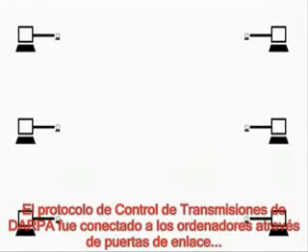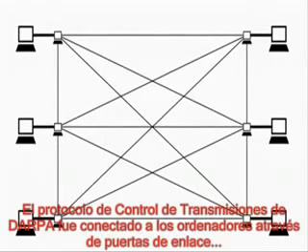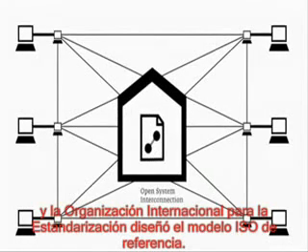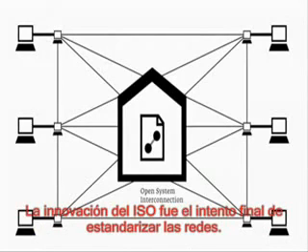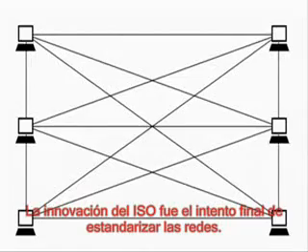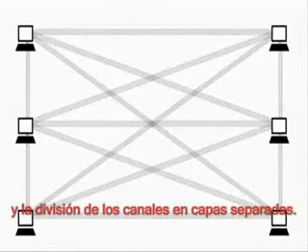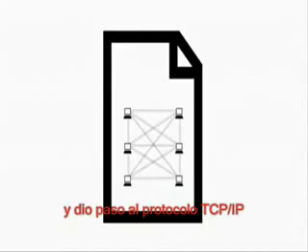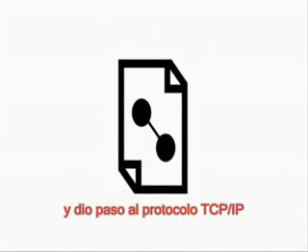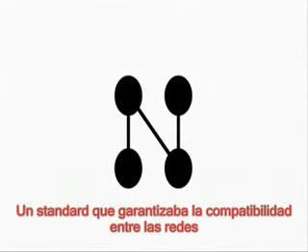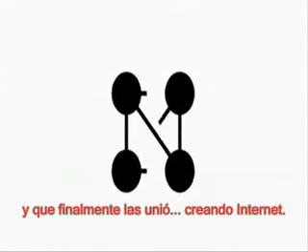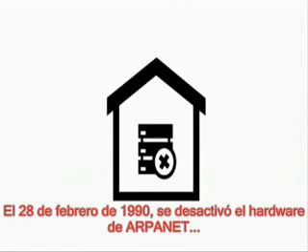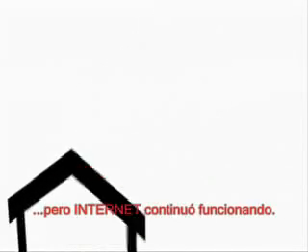DARPA's transmission control protocol was to connect the computers through gateways. And the International Organization for Standardization designed the OSI reference model. The innovation of OSI was the attempt to standardize the network from its ends, and the channel's division into separate layers. Finally, the TCP assimilated the preferences of the OSI reference model and gave way to the TCP/IP protocol, a standard which guaranteed compatibility between networks, and finally merged them, creating the Internet. By February the 28th, 1990, the ARPANET hardware was removed, but the Internet was up and running.